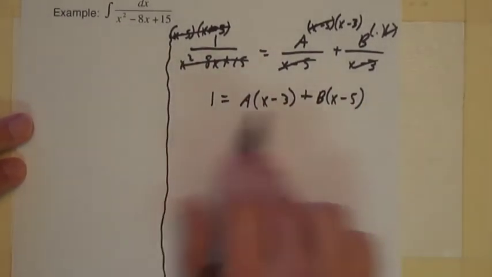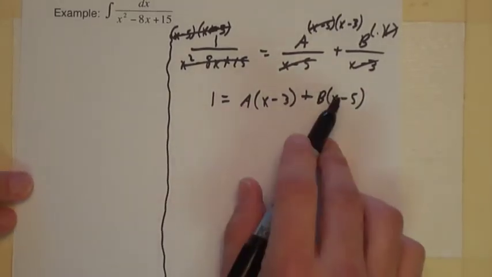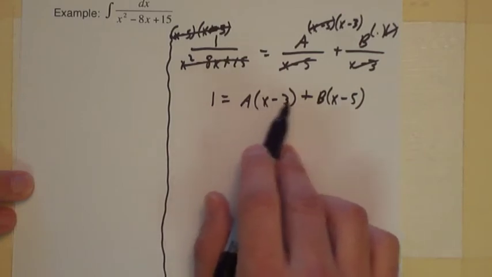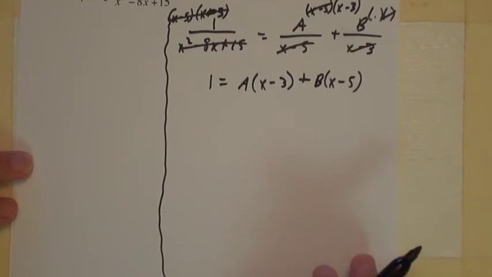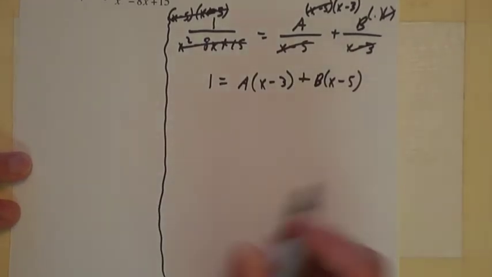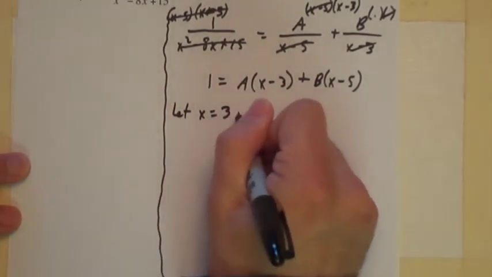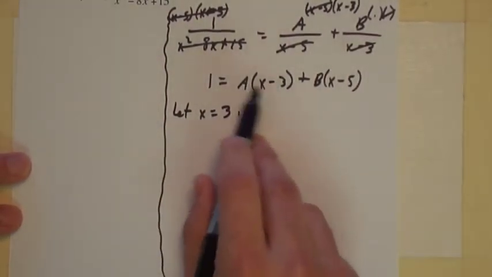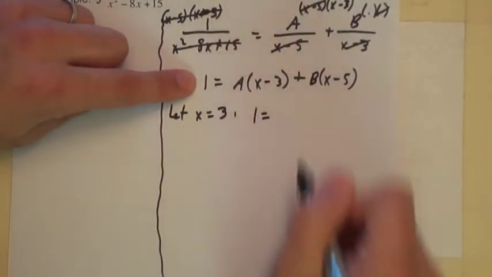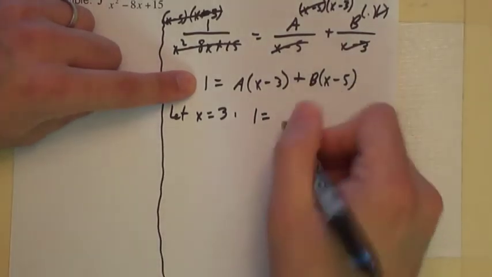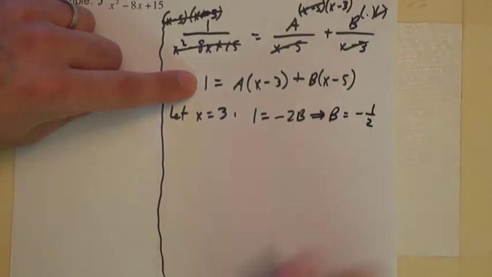So now we have this, and at this point recall that we have two choices. We can either distribute the a and the b, collect like terms by powers of x, and then solve a system, or we can do the plug-in method. So I will do the plug-in method just because it's faster here. Let's let x equal 3. That will make the a term 0, and this equation becomes 1 equals b times 3 minus 5, so negative 2b, giving us b is negative 1/2.